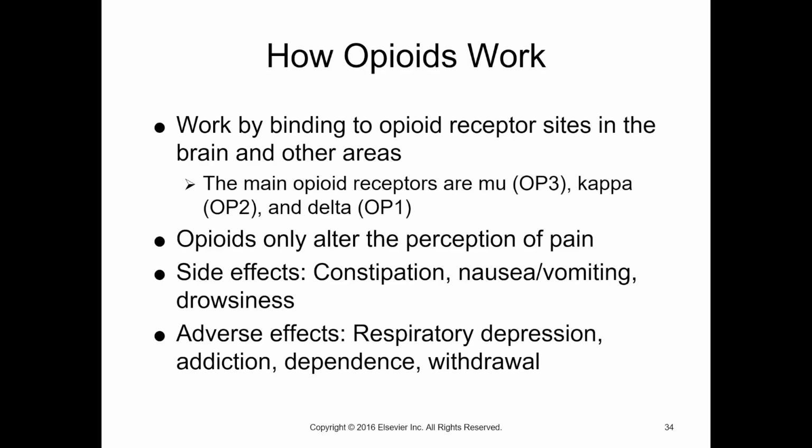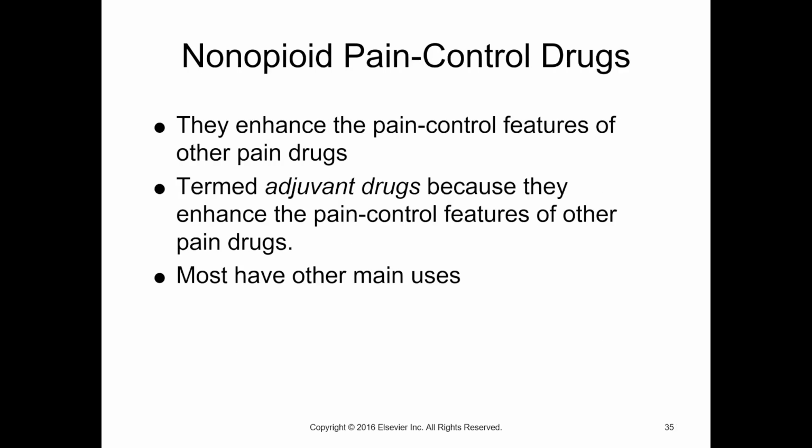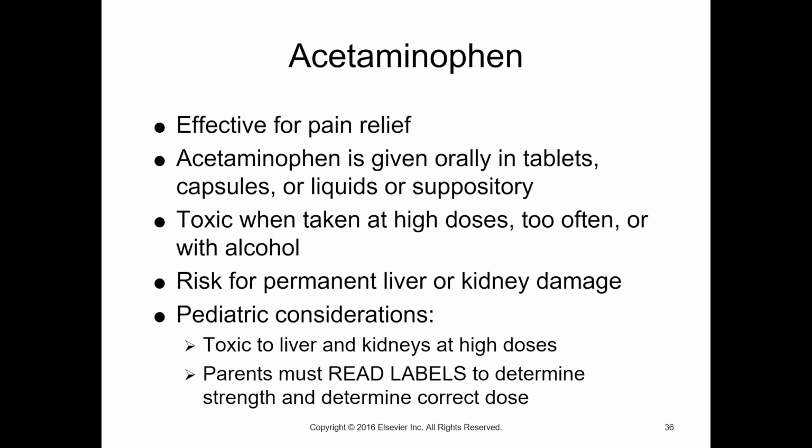Okay. Now it's important to consider opioids don't actually prevent pain. They just change our perception of it, right? The pain's still there. Adverse effects, though, big thing to think about is respiratory depression, addiction, dependence, and withdrawal. So non-opioid pain drugs, these are often thought of as analgesics. You might often see these used in combination with each other, especially the next two classes we're going to talk about. Acetaminophen is a pure analgesic.